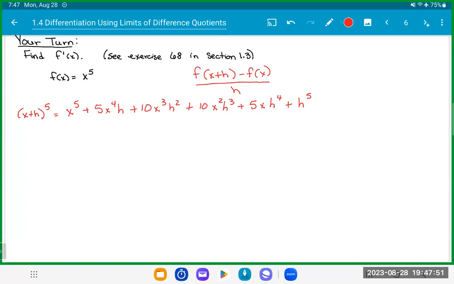We'll take a 10-minute break, but round up to 7:50. So let's come back at 8 p.m. and we'll look at this problem here, and then we'll move right into section 1.5. Okay.